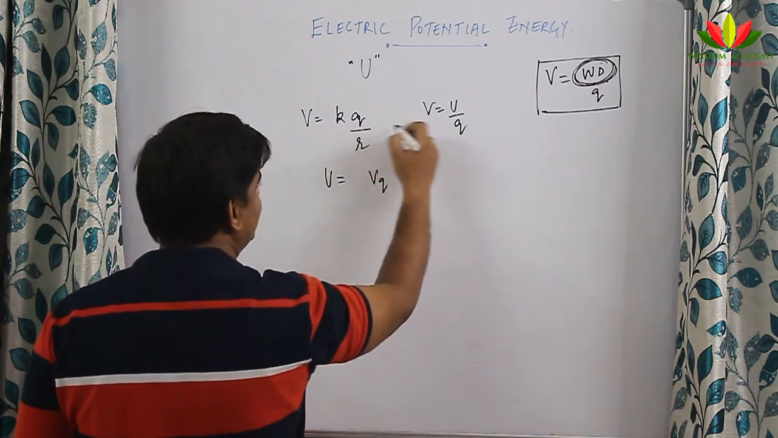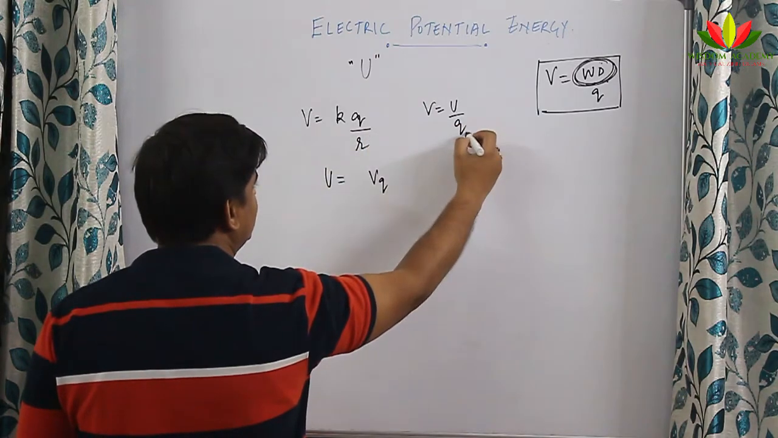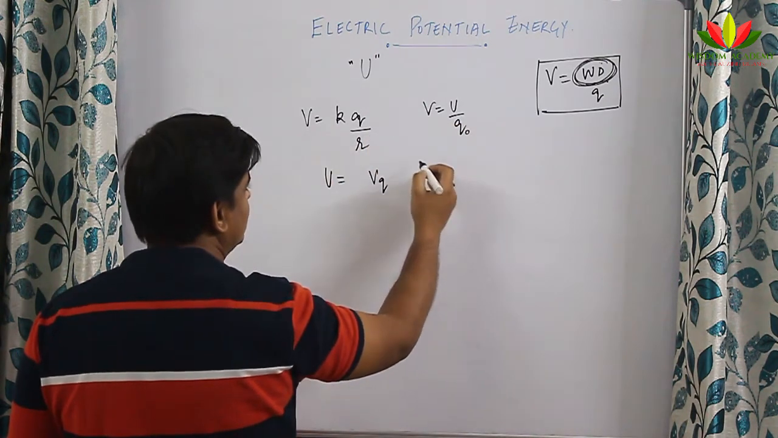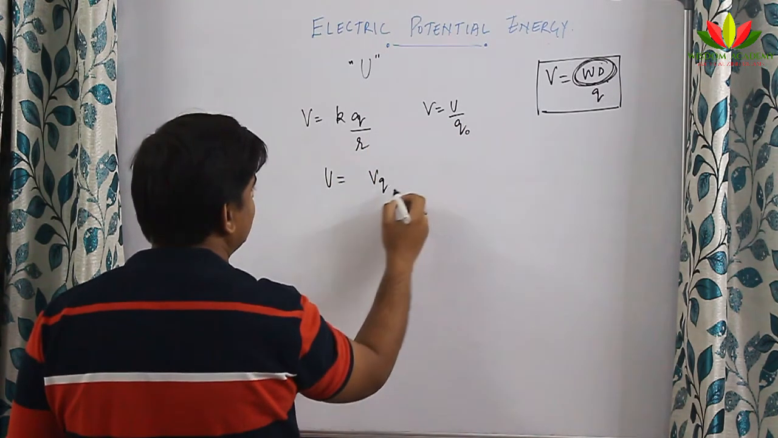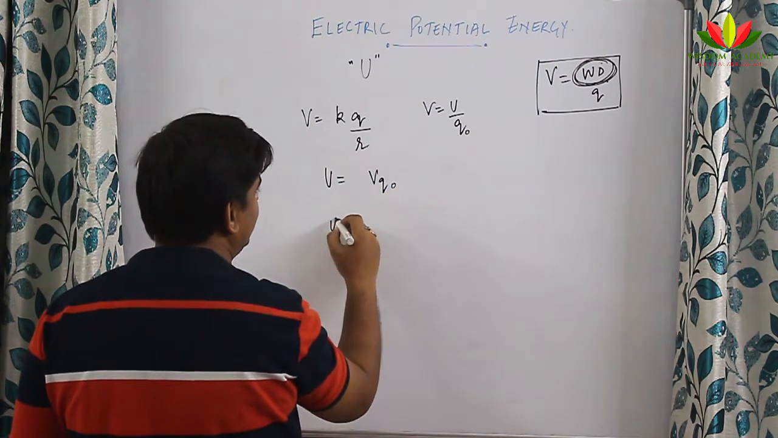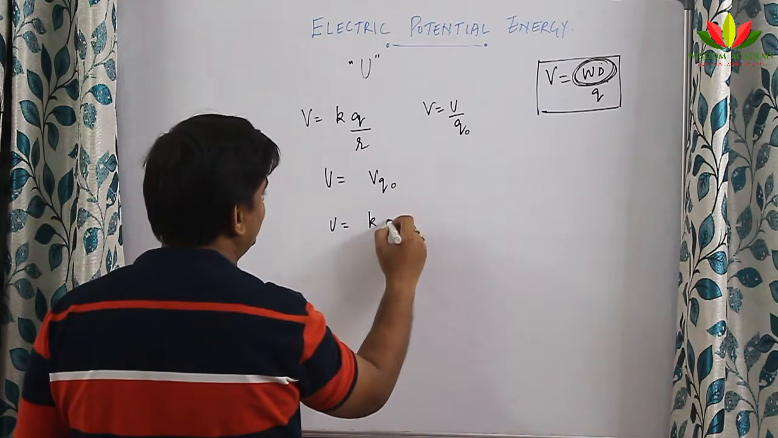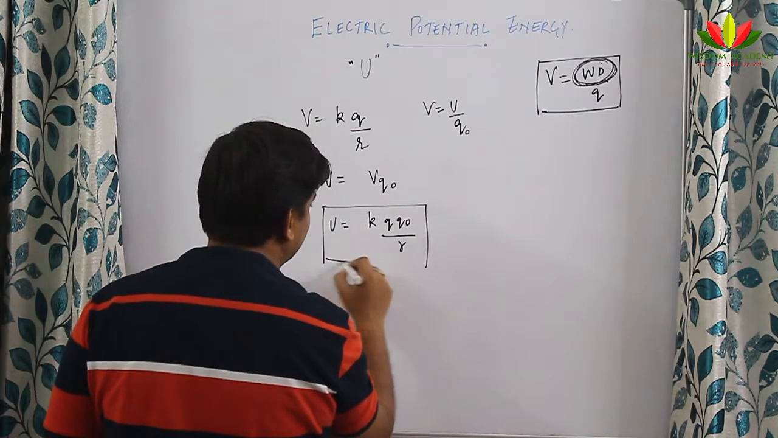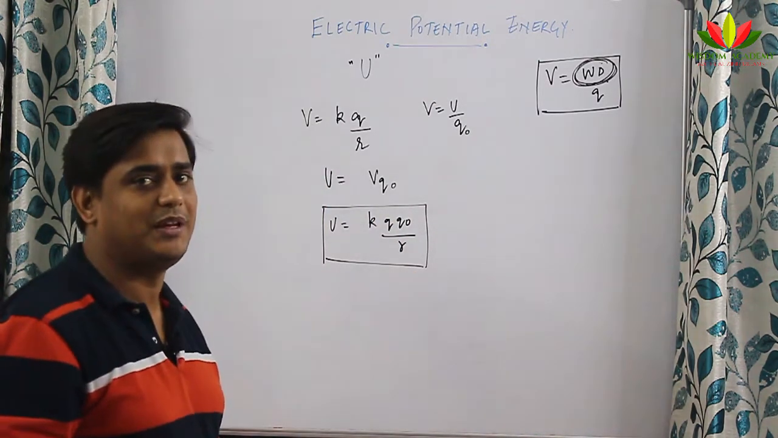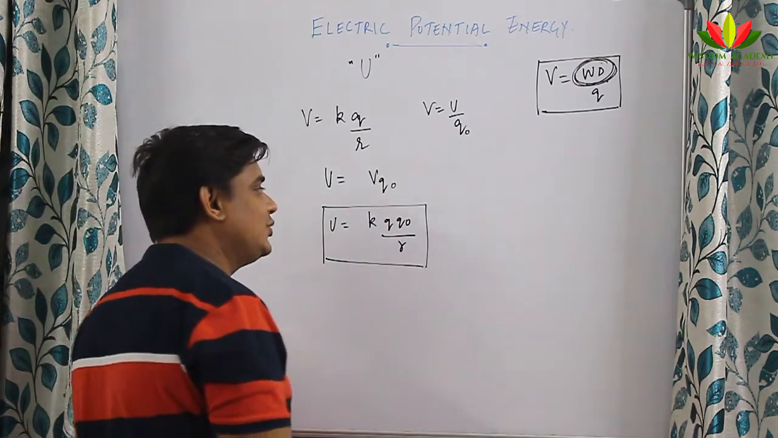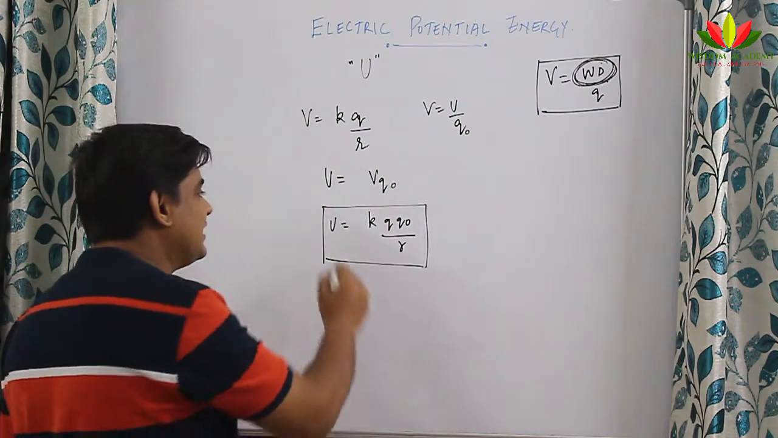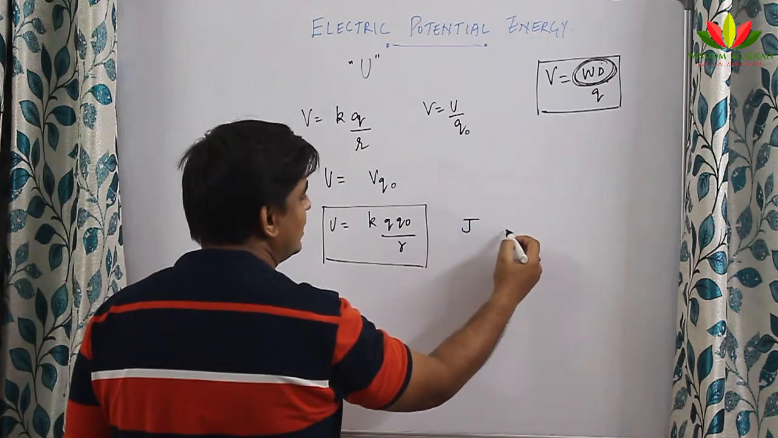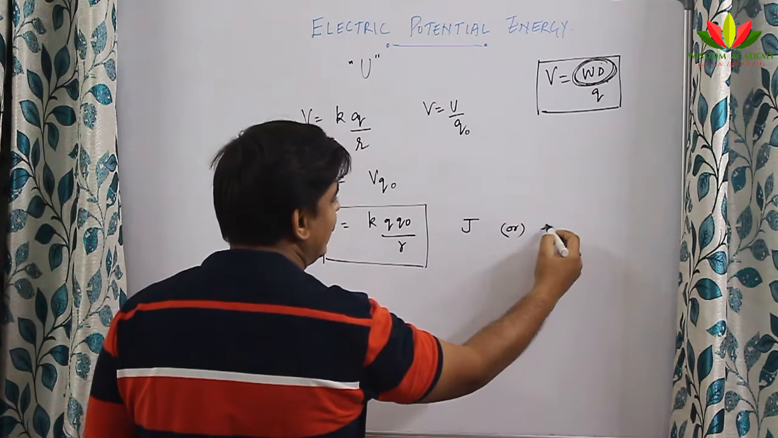So if it is Q and this is Q naught, then I can write this as V into Q naught, and U will become equal to V, which is K Q Q naught by R. So electric potential energy is K Q Q naught by R. And what would be its SI unit? SI unit of energy is joules, or it is also represented in electron volts.